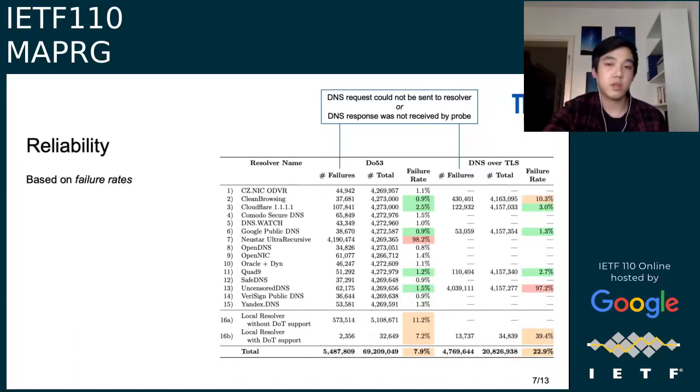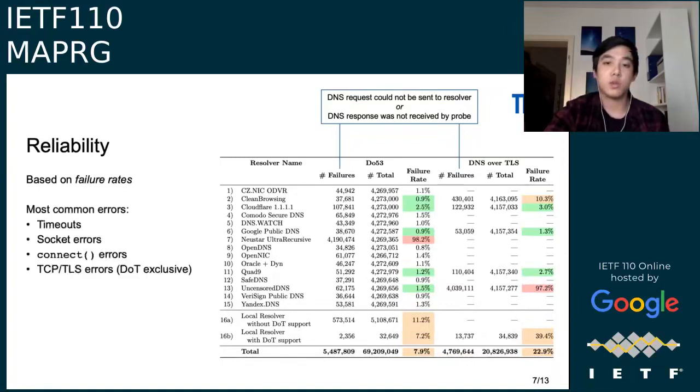So in both cases, the RIPE Atlas API returns an error along with an error message, which we had a look at and saw that the most common errors in this case for both traditional DNS and DNS over TLS were timeouts, errors related to sockets, to connect, and TCP and TLS related errors, which is obviously DOT exclusive since DNS over UDP doesn't use TCP or TLS either.